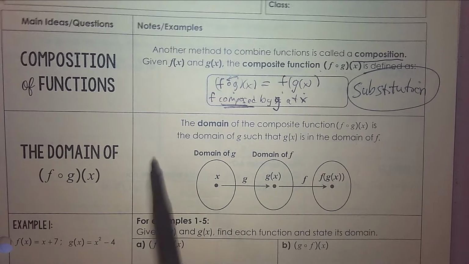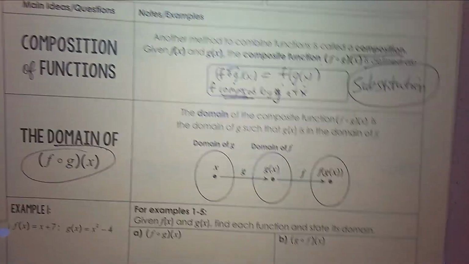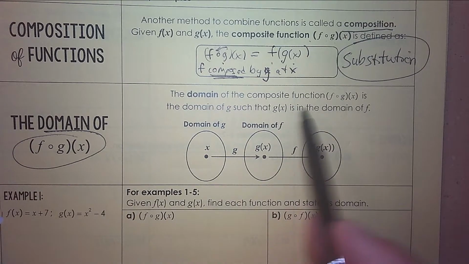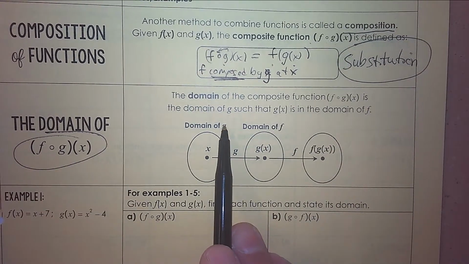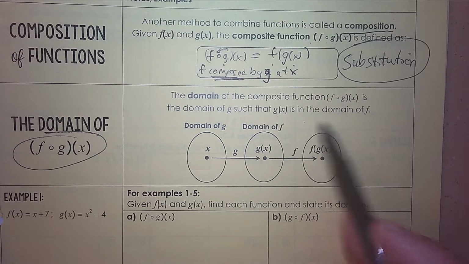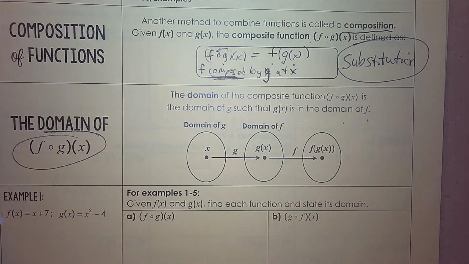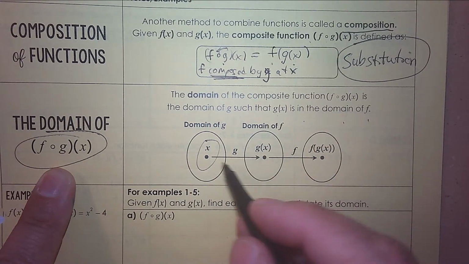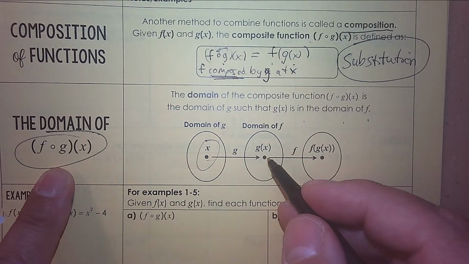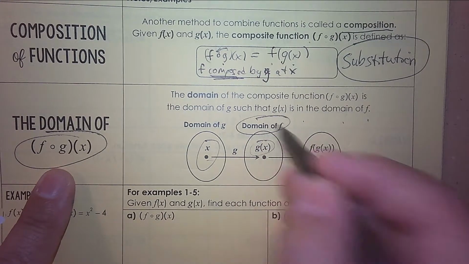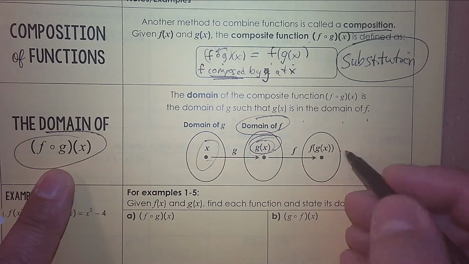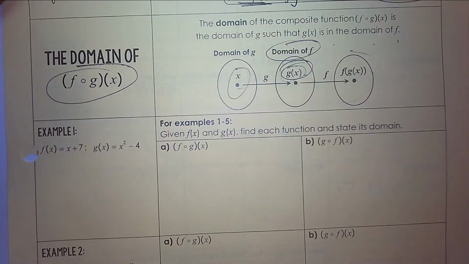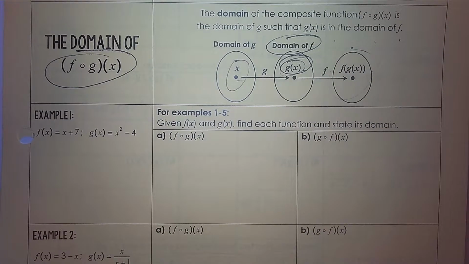So here, the domain is going to be a little bit challenging. Remember this, Pedro? We did this before. The domain of the composite function is the domain of g such that g of x is in the domain of f. So we're going to see the domain of g, and then the domain of g is going to lead to the range of g, which is then going to lead to the domain of f. All right, we're going to practice this together and understand this together. You ready?